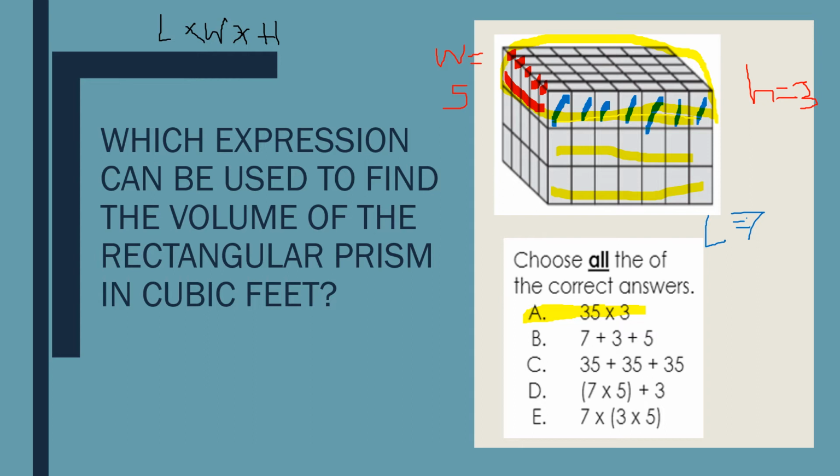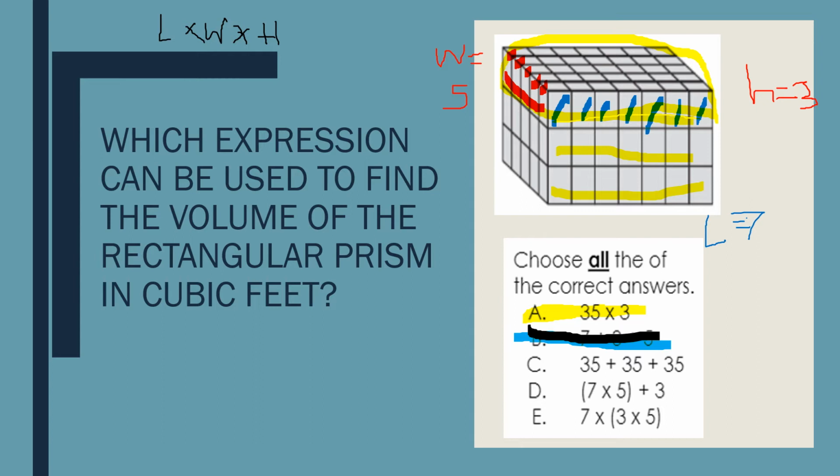So let's look at B. B says 7 plus 3 plus 5. So 7 plus 3 we know is 10, plus 5 equals 15. Now let's talk about reasonable. Would it be reasonable to say that the volume of this rectangular prism is 15, knowing that one layer is 35? No, it's not reasonable. So therefore, we're going to cross this one off. This is one we don't need. And I'm going to cross it off in black. So that one does not work.